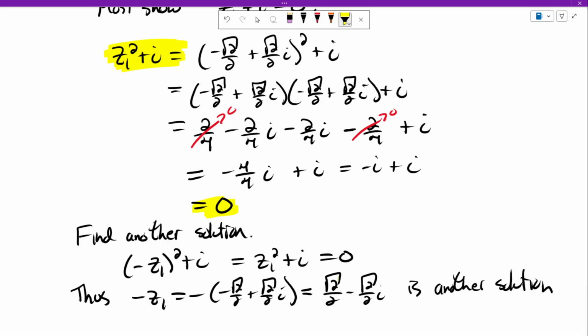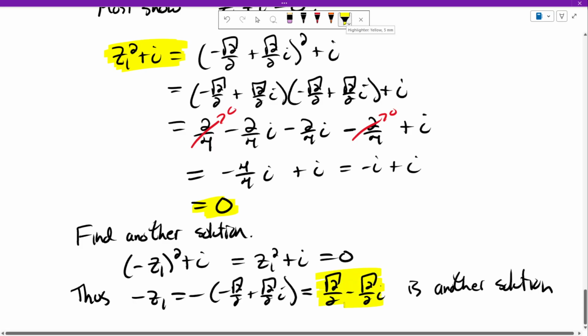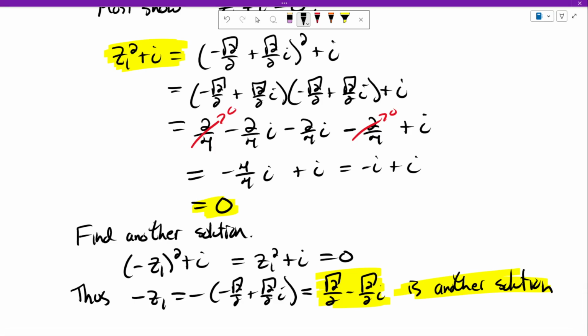And let's just highlight that. So we found 2, and later on we're going to see that there's exactly 2 always, but you have to count appropriately.